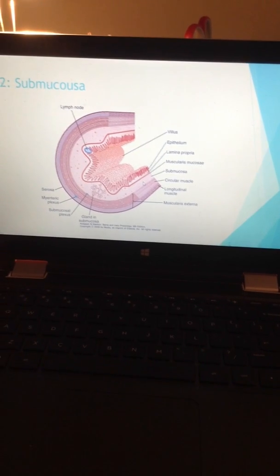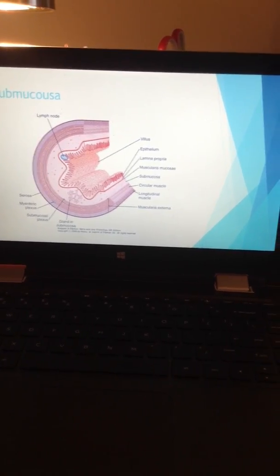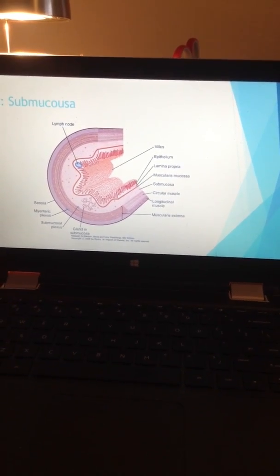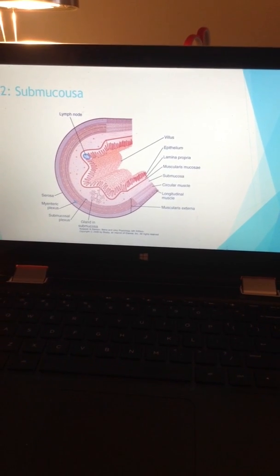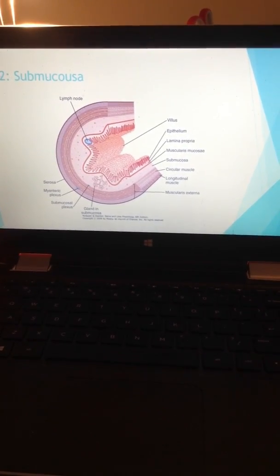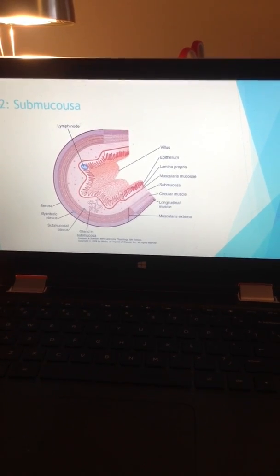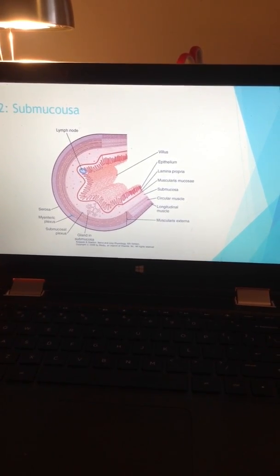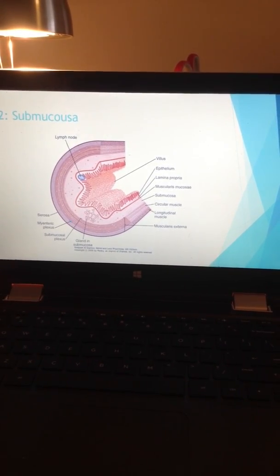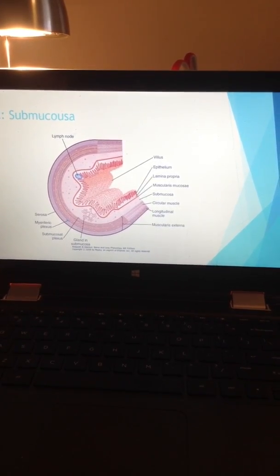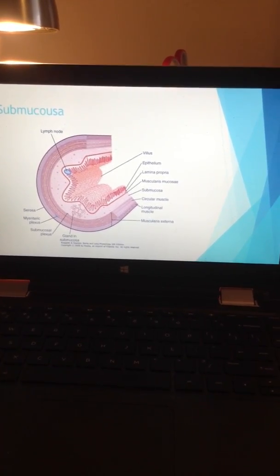The second layer is the submucosa, which is this area right here. The submucosa is just below the mucosa. It consists of connective tissue, full of interweaving large blood vessels, and some sections contain large glands that secrete material into the lumen of the digestive system. It also contains the submucosal plexus, which directs glandular secretion.